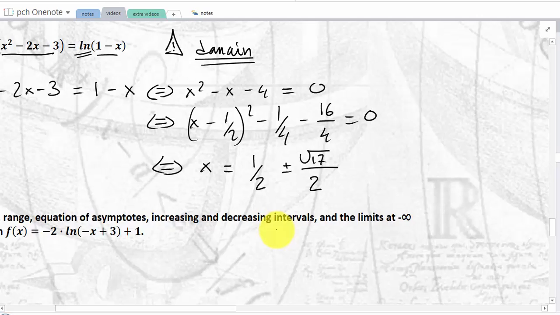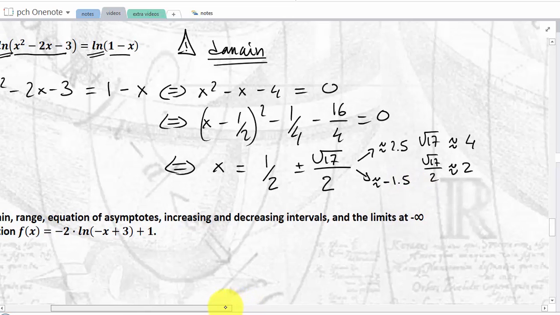All right, root of 17 over 2. Now, we need to be careful. We need to make sure we are in the domain. Root of 17 is about 4, right? So root of 17 over 2 is about 2. So these two values are 1/2 plus 2, so it's about 2.5, okay? And the other one is negative 2 plus 1/2, so it's about negative 1.5.